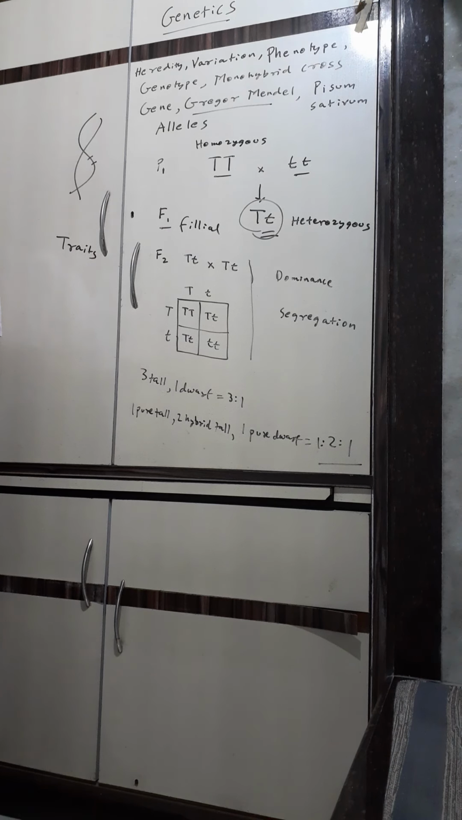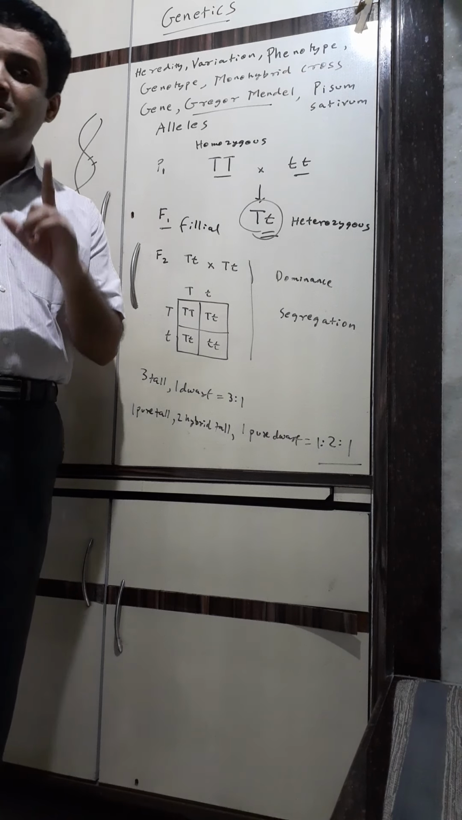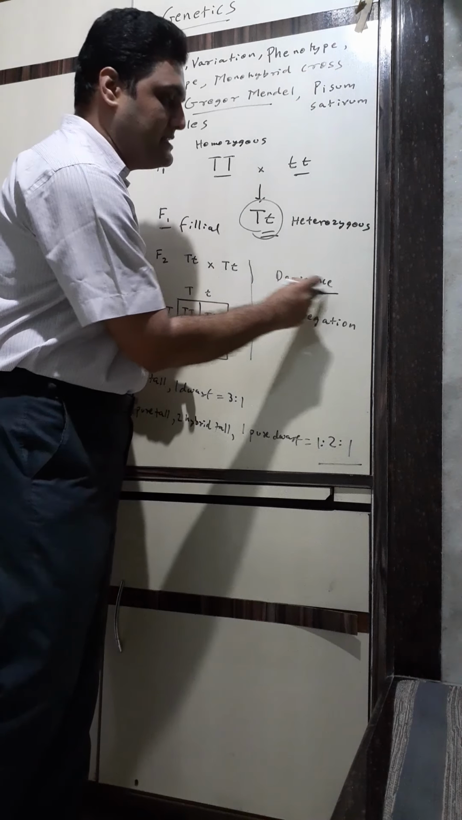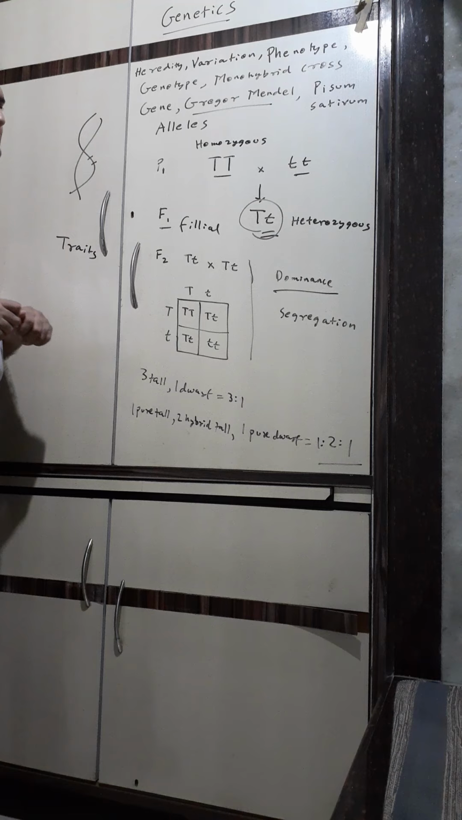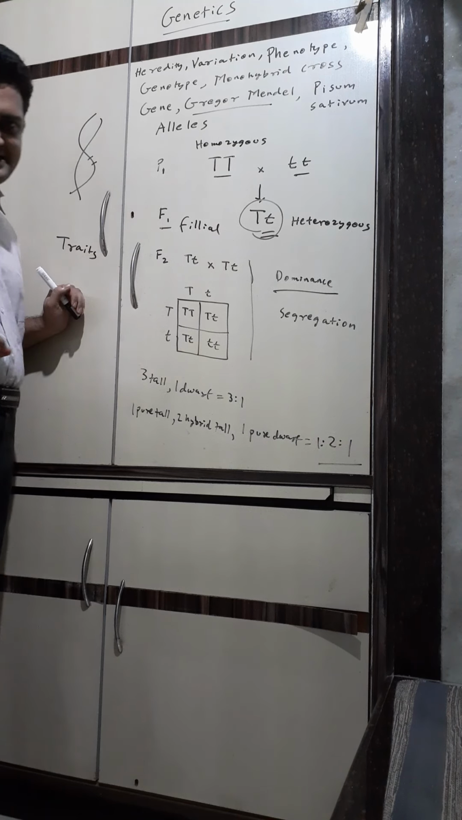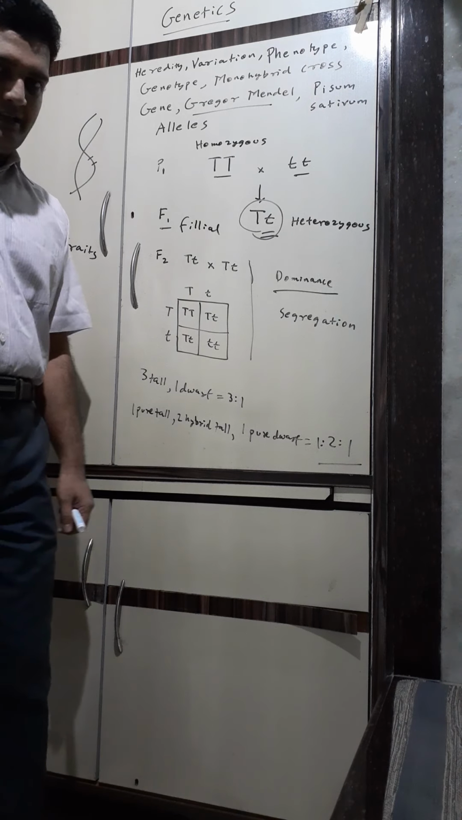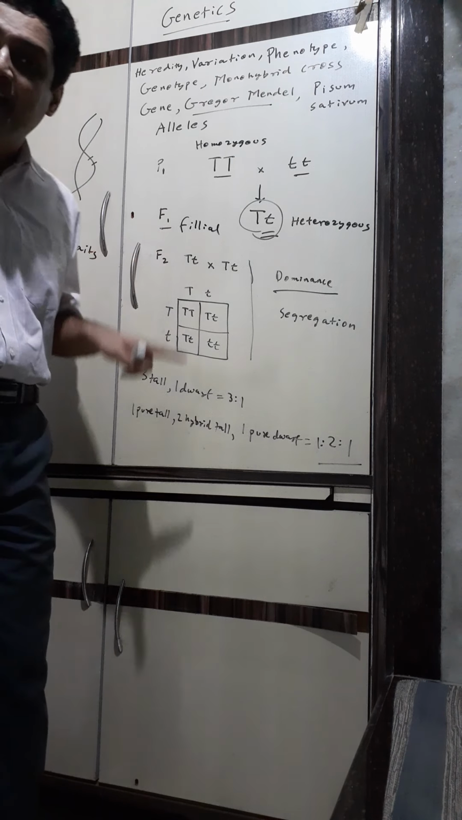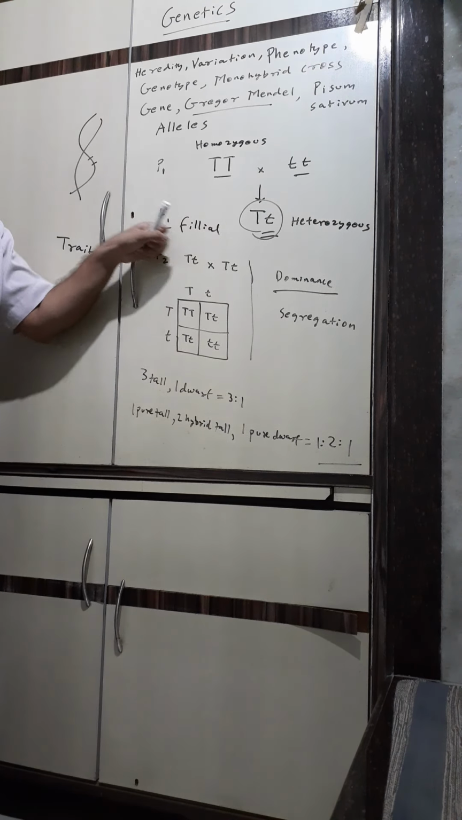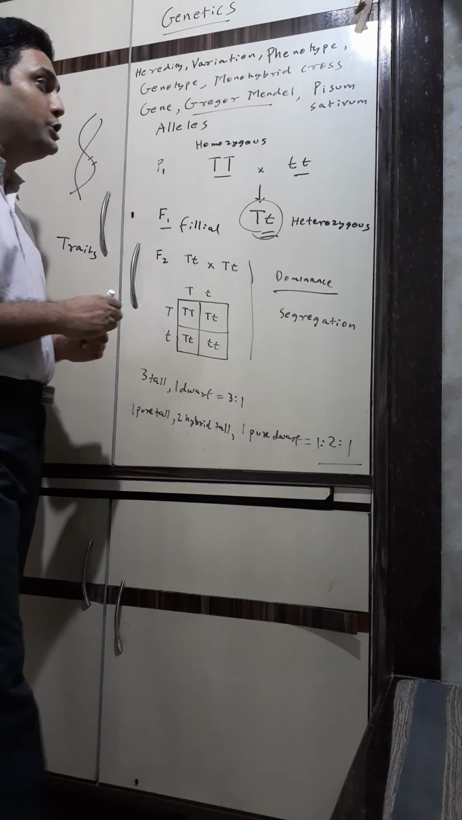Hetero means different, dissimilar. So he proposed his first law from here, and the first law is called the law of dominance. What did he say? In a cross between two parents, the character or the trait which expresses itself in the F1 generation is called dominant.